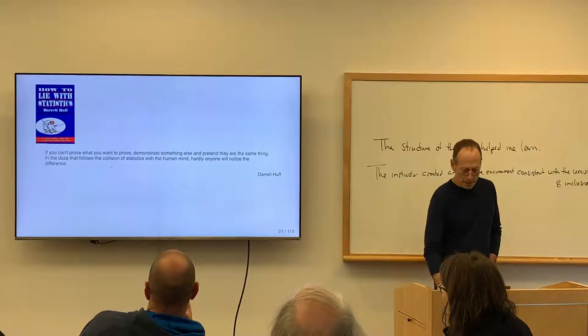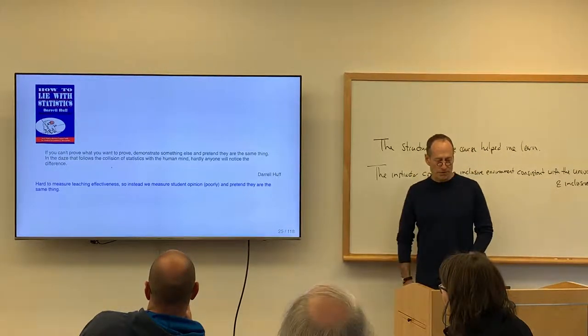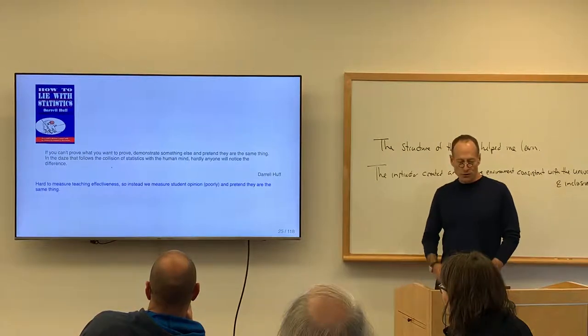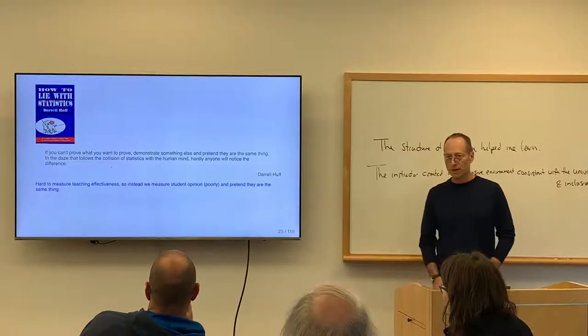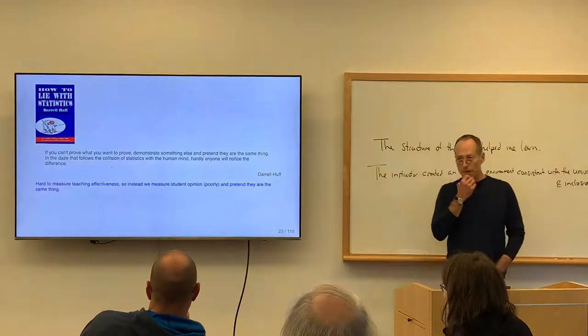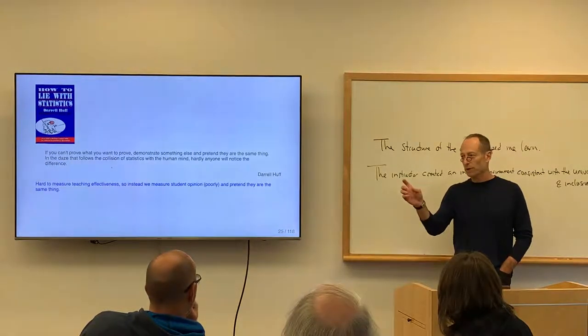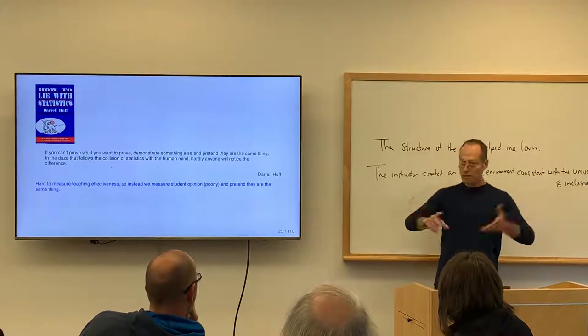So I claim that that's what we're doing with student evaluations. It's hard to measure teaching effectiveness. So instead, we measure student opinion, and we don't measure it that well, and we pretend it's the same thing. An analogy I use is it's as if you want to measure somebody's IQ, but all you have is a bathroom scale. So you just relabel the dial. It's called IQ, so it must be IQ, right?